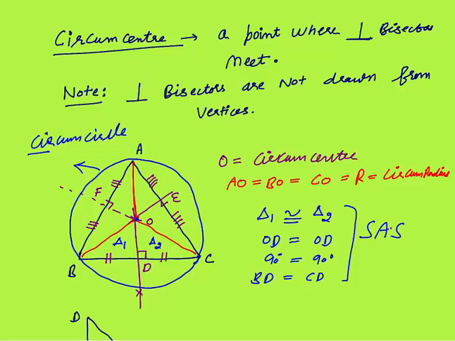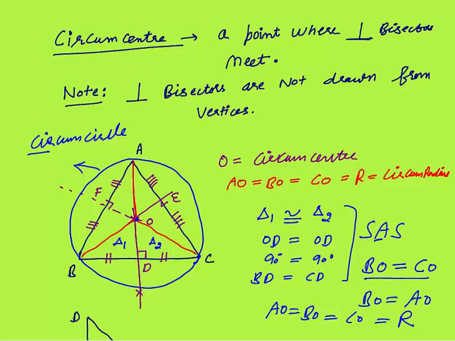One side OD is common, one angle is common, and one side BD. The angle is in between the sides, so by SAS congruency these two triangles are congruent. When triangles are congruent, all corresponding sides are equal, so BO will be equal to CO. The same way we can prove that BO will also be equal to AO. So AO equals BO equals CO, that is the circumradius. If you take O as a center and radius as AO, BO or CO, you can make a circle, and that circle is called the circumcircle.